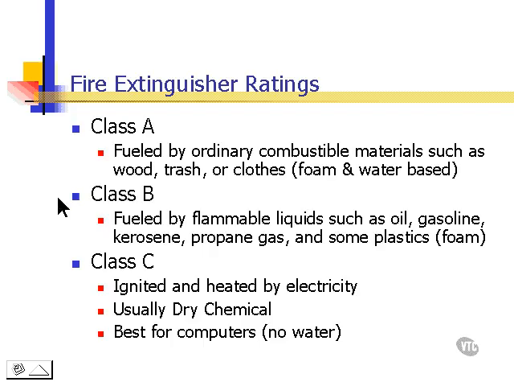Class B is suitable for flammable liquids like oil, gasoline, kerosene, propane gas, and some plastics. These types of fire extinguishers are almost always foam-based and do contain a liquid within the foam. Neither of these classes is suitable for a computer fire because of the water.